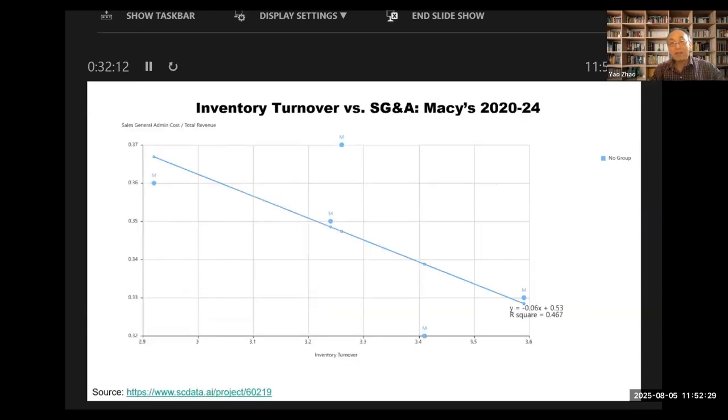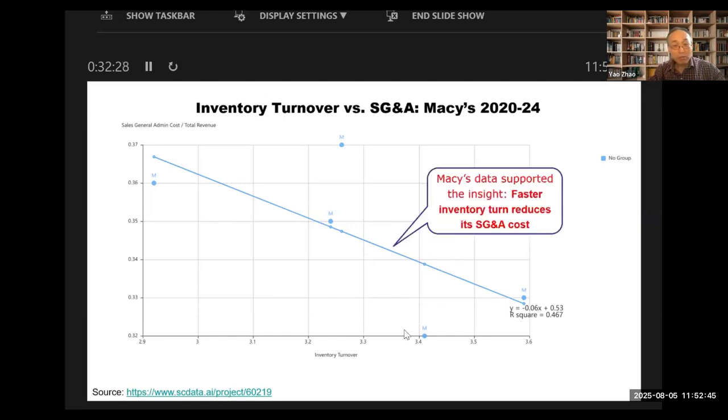Now, if you look at Macy's data by itself over the years, we can say the same thing. In the recent five years, from 2020 to 2024, we can observe a clear downward pattern, or negative correlation, between the inventory turnover and sales, general and administrative cost for Macy's. So Macy's data support the insight: faster inventory turnover will reduce its cost.